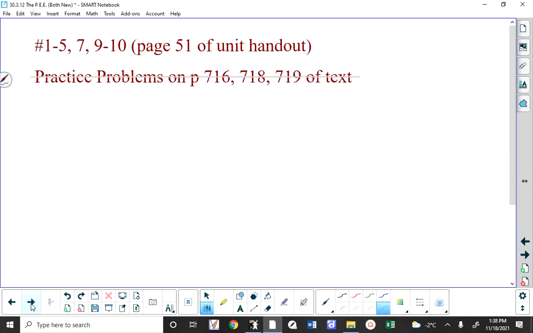Anyway, you have some questions here. I'm not sure why I put 1 to 5, 7, 9, and 10 as opposed to 1 to 10. I don't know if that's what's on your handout or not. Is it page 51, first of all? That area. So work on those problems.